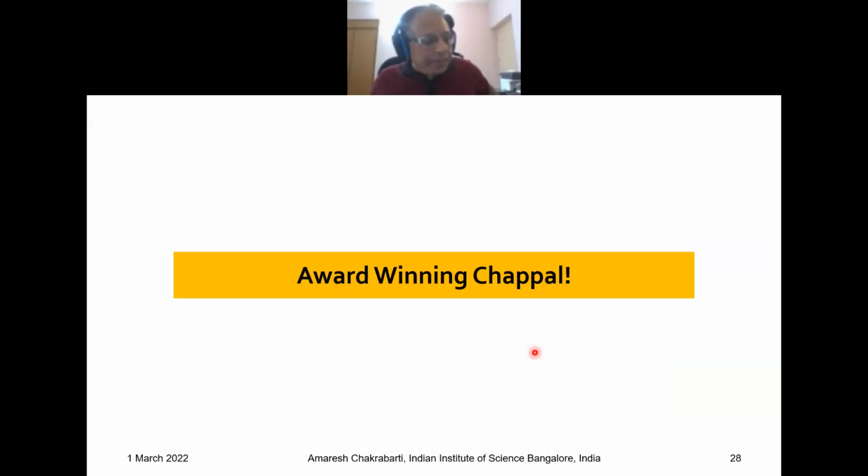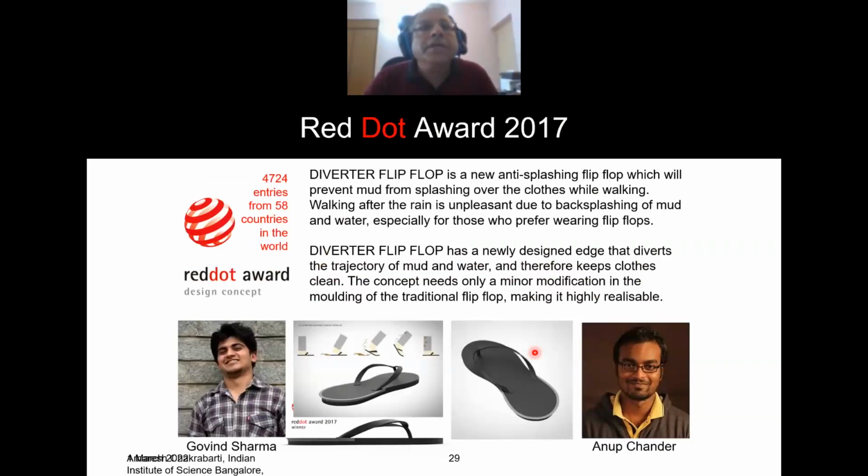Now, here are some examples of some of the work that our students and ex-students have been doing. This is Govind Sharma and Anup Chander, 2 ex-students from our Masters in Design program, who designed a diverter flip-flop. Okay, it's a chappal really, but the chappal ensures that the water doesn't splash back to the feet or the leg. And this is something that brought them the Red Dot Award, which is the Oscar of Design Awards, where 58 countries, 4,700 entries were there, and they were chosen as the best.